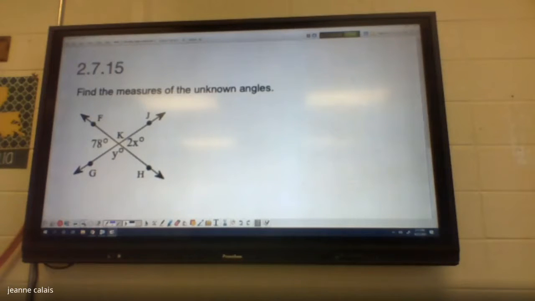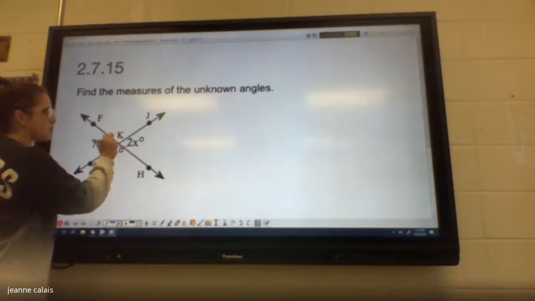All right, here we're going to do the same thing. It says find the measure of the unknown angles. So we're going to do the same thing here. The only one we know is FKG. So first thing we're going to do is we will solve for our variables.